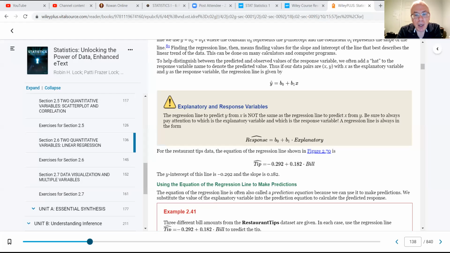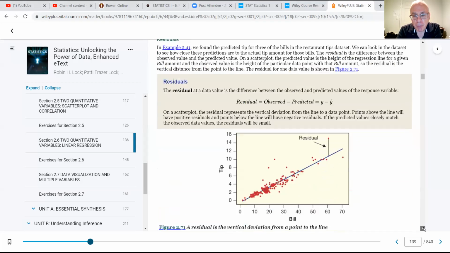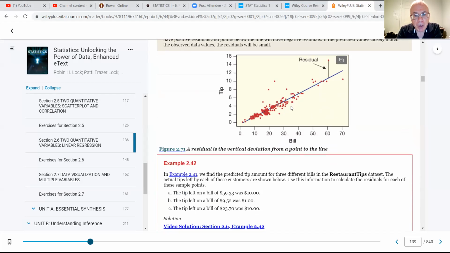First thing I want to do is take a look at the textbook. When we do regression, the first thing we do is a scatter plot. We're comparing two quantitative variables to see if there is a relationship between them. The variable that runs along the x-axis is called the explanatory variable. The variable that runs along the y-axis is called the response variable.